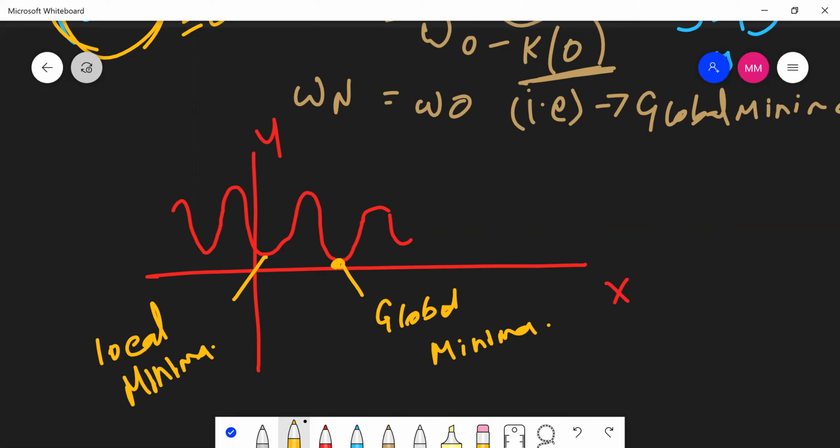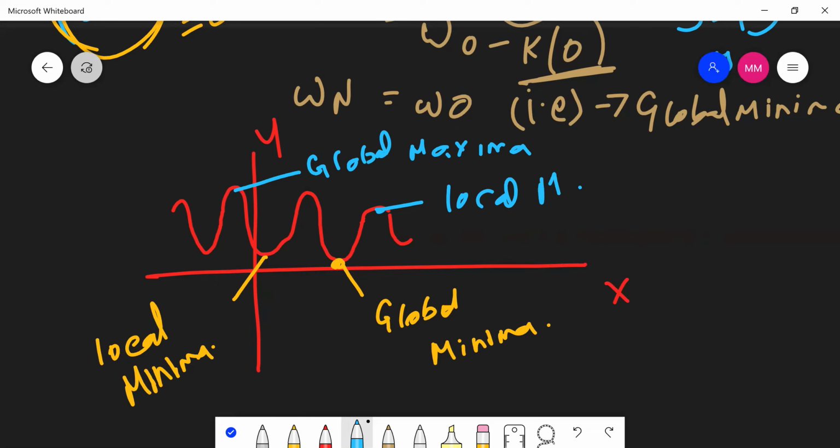Now we know what is local minima. So what are global maxima and local maxima? These are the downward curves or steeps, and we also have the upper steeps, right? In this upper steep, if you see, this is the highest steep. This is considered the global maxima. And this is the lowest steep, so this will be the local maxima.